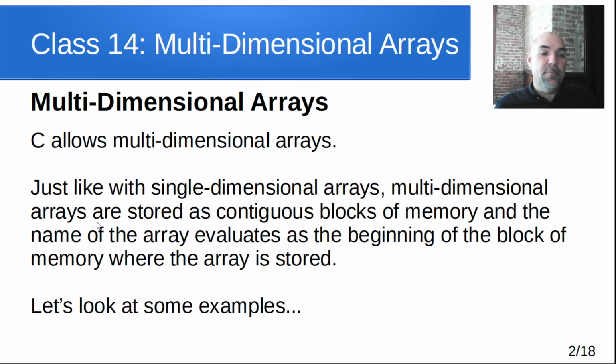All right. So multi-dimensional arrays, C allows multi-dimensional arrays. And just like with single-dimensional arrays, multi-dimensional arrays are stored as a contiguous block of memory. In other words, if we make an array with 2 dimensions or 3 dimensions, all the memory available for all those elements is one big block of allocated memory. It's not divided up with some here and some over there and one row here and one row over there. It's all one big block of memory. And the name of the array, just like with single-dimensional arrays, evaluates as the beginning of that block of memory where that array is stored. Now let's look at a couple examples here.